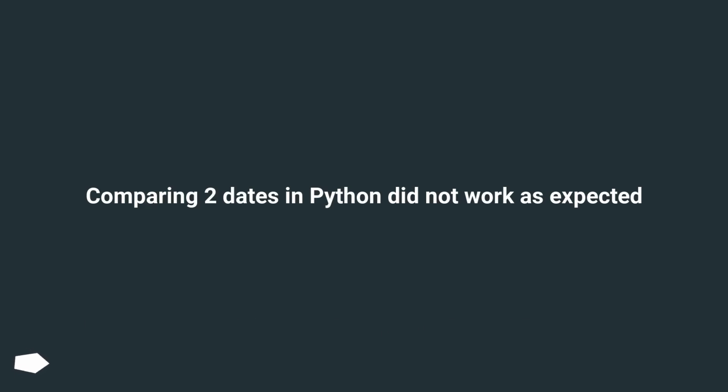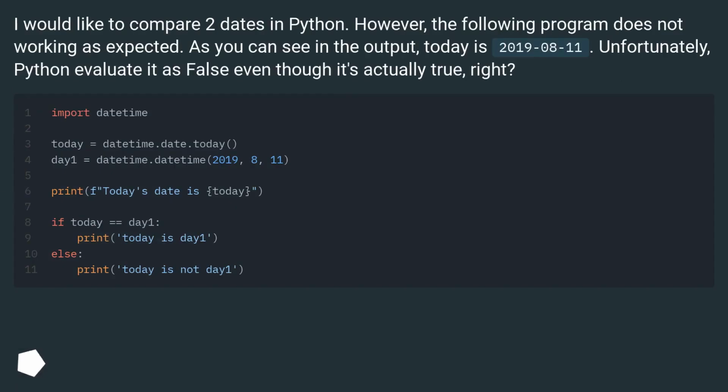Comparing two dates in Python did not work as expected. I would like to compare two dates in Python. However, the following program is not working as expected. As you can see in the output, today is August 11, 2019. Unfortunately, Python evaluated it as false even though it's actually true, right?